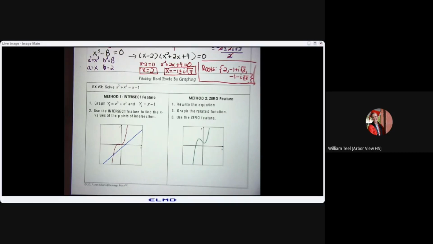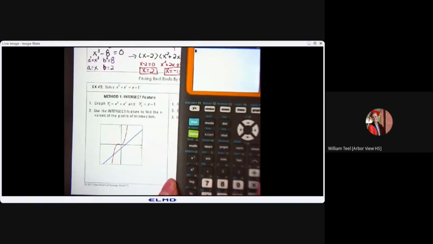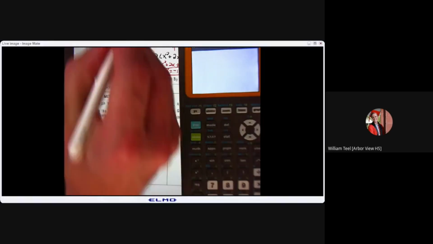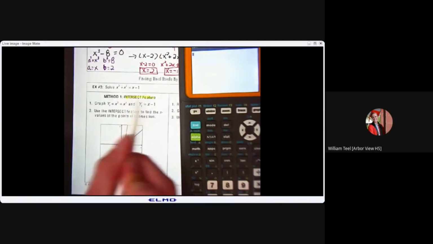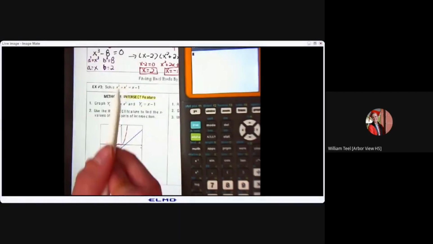All right, example number 3. Now we're going to learn how to use the graphing calculator to give us the roots of some equation. So let's go ahead and look at example number 3. We're going to use 2 different methods to solve this problem. x cubed plus x squared equals x minus 1. The first way that you can use your graphing calculator is by using the intersect feature. So this is the first method.